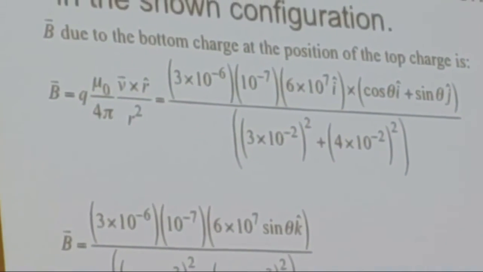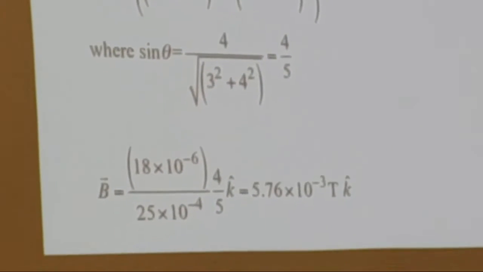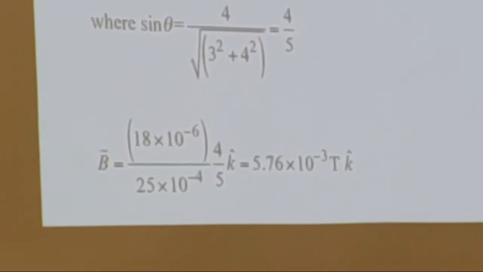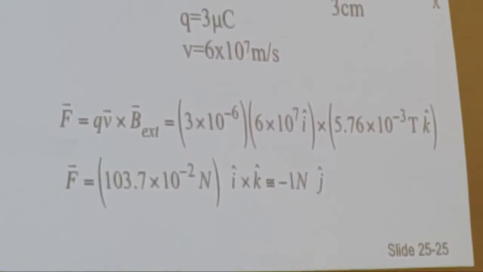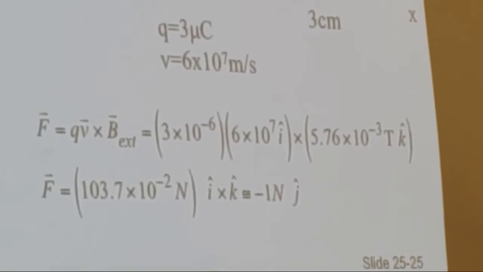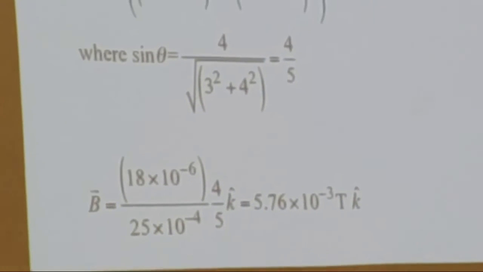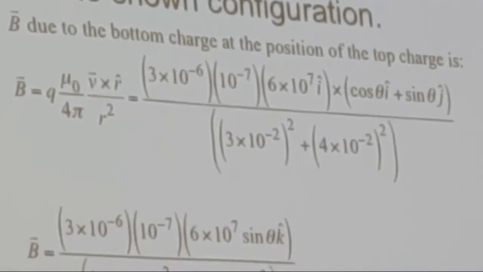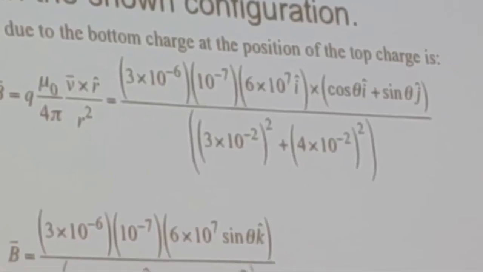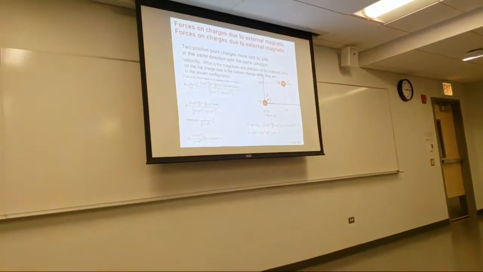All right, what is the sine of the angle? Well, it's a 4-3-5 triangle, right? So it's 4/5, and therefore the magnitude of the magnetic field is 5.76 times 10 to the minus 3 Tesla in the k direction. So now what is the force on this charge? Well, it's the charge times its velocity, which is going in the x direction, cross the magnetic field, which is going in the k direction. All right? So, indeed, this gives me this number, which is about 1 Newton in the negative j direction.